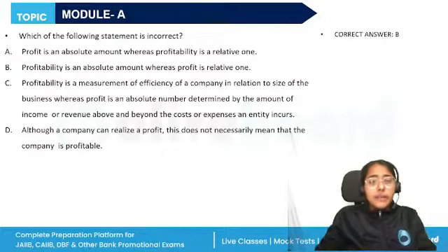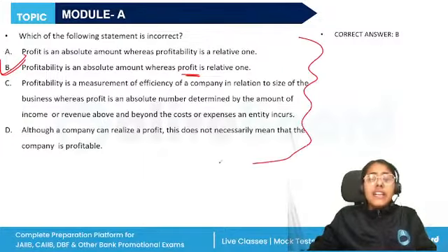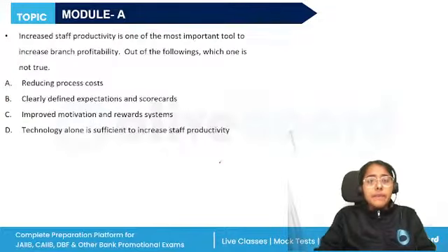So, the correct answer is option B. Profitability is not an absolute amount, it is actually the relative amount, and profit is the absolute amount. These options already give us all the definitions, right? So if we make a comparison, profit is absolute, profitability is relative, profit is a quantifiable measure, while profitability is a qualitative measure. Profit tells us in numbers the total revenue that is generated. Profitability tells us about the efficiency. So the incorrect option is option B.